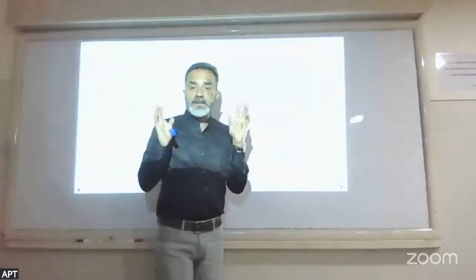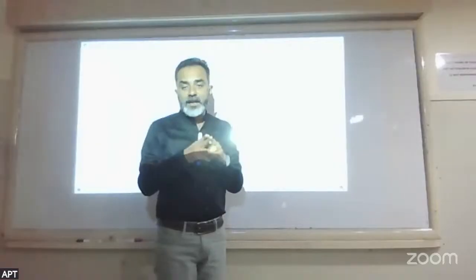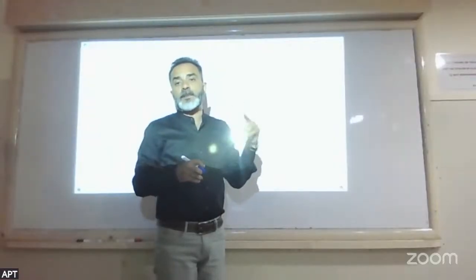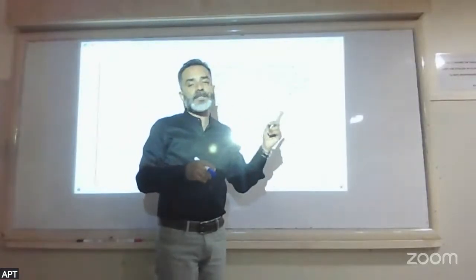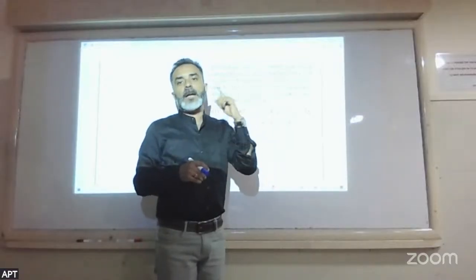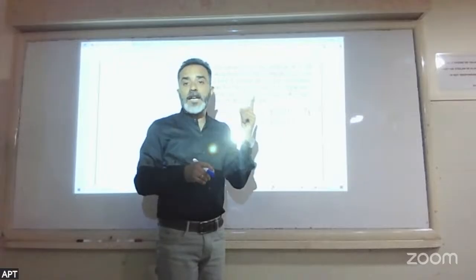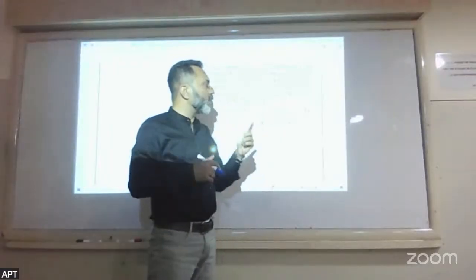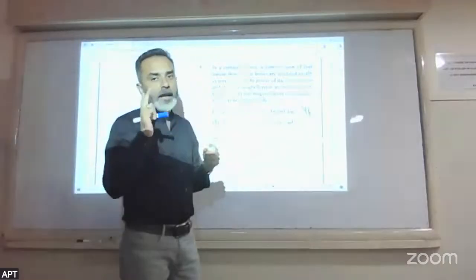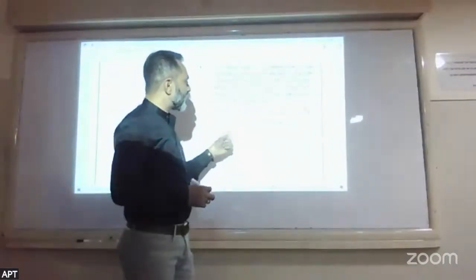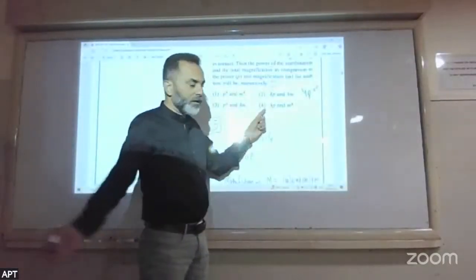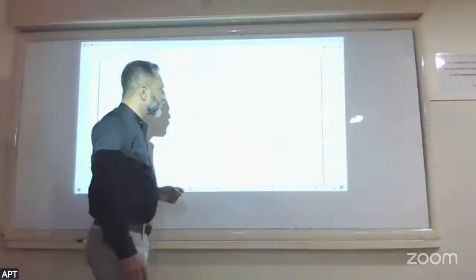We all know when lenses are put in contact, power gets added. It becomes P1 plus P2 plus P3 plus P4. All values are the same, so it becomes 4 times P, and magnification gets multiplied, M1, M2, M3, M4. But that is the same, so it becomes M raised to 4. The answer should be 4 times P and M raised to 4. Right? So the correct option for this question should be 4. Next question. Number 6.